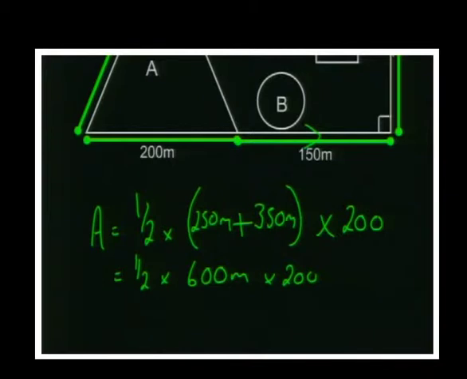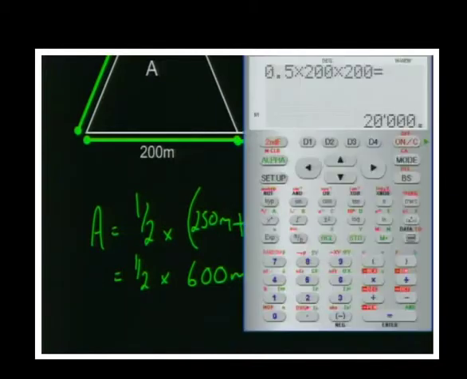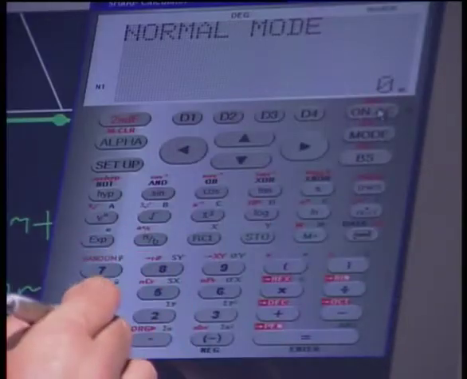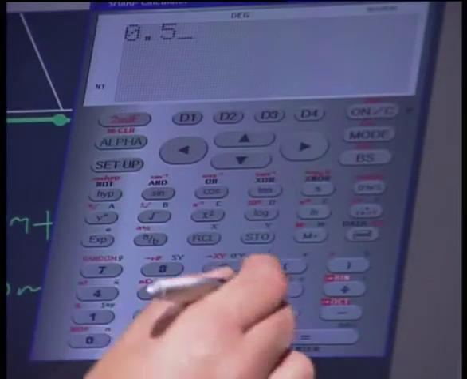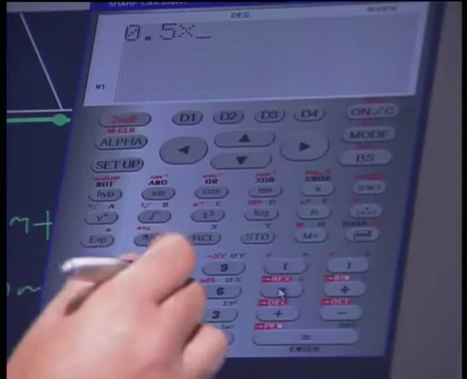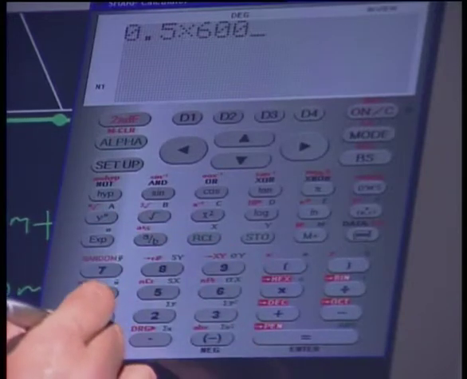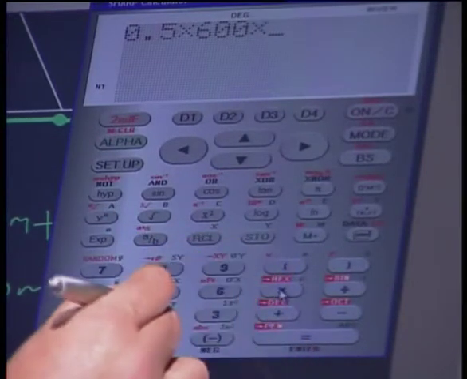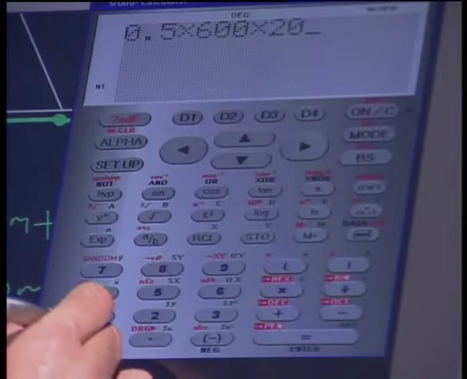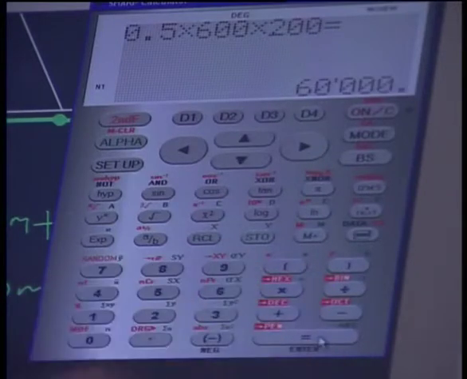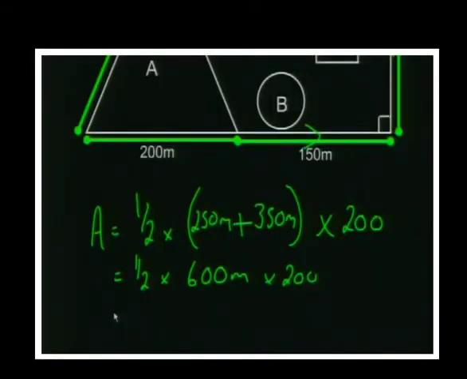So let's do this on our calculator straight away, and we're going to say, right, I have a half, 0.5, times my 600 meters, times my 200 meters, equals, and there's my answer, 60,000.